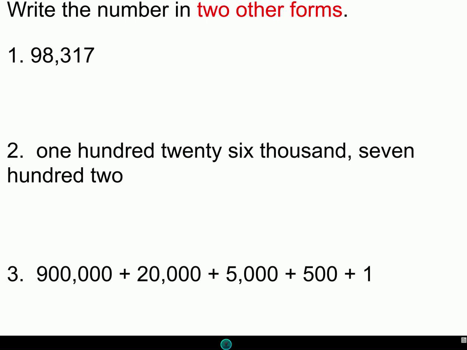So look at number 1. That's all digits. So they gave us here 98,317. That is standard form. So we're looking at it in standard form. So obviously I need expanded form and word form. Okay? So let's do word first. All right? So remember, word form, how you read it is how you write it. So I'm reading it.